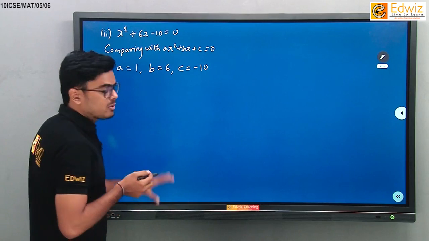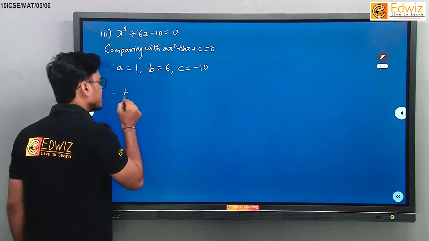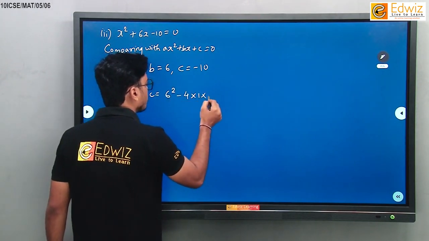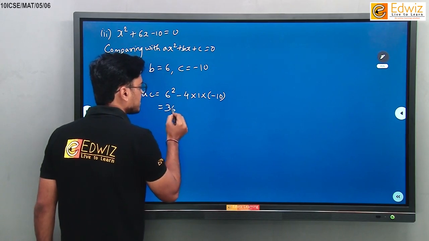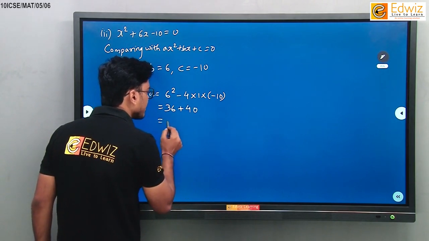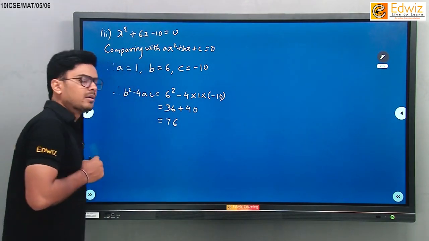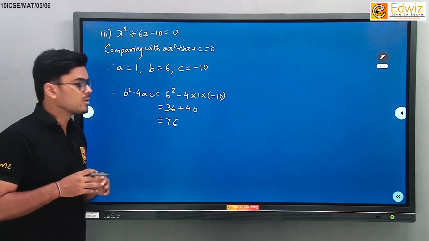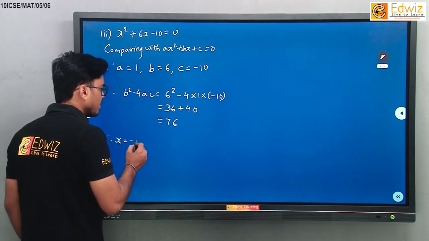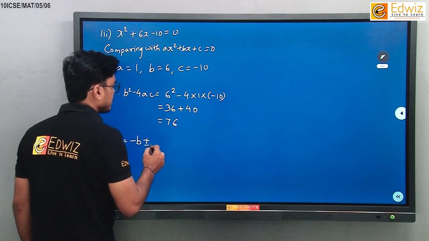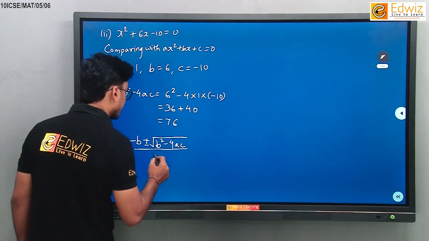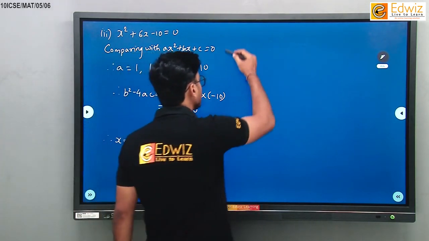Correct? Once we get the values of a, b and c, find b square minus 4ac. That will be 6 square minus 4 into 1 into minus 10, that is 36. Minus minus will become positive. 4 into 10 is 40. You are getting 76. Okay, this time it is not a perfect square root. So the value of x will be minus b plus or minus square root of b square minus 4ac divided by 2a. Substitute the values.